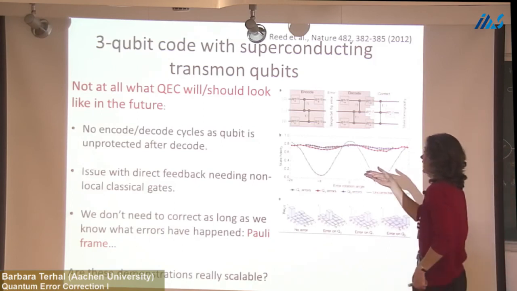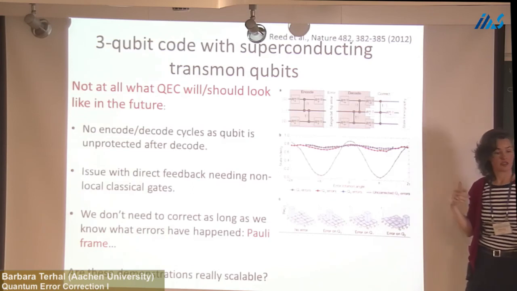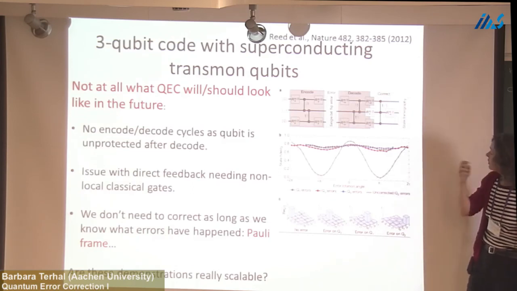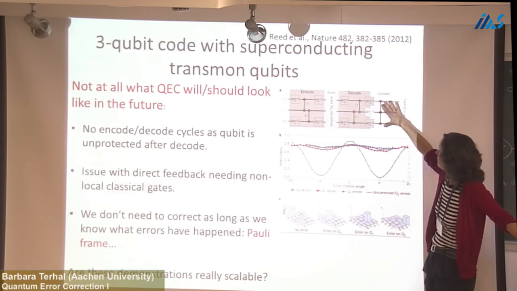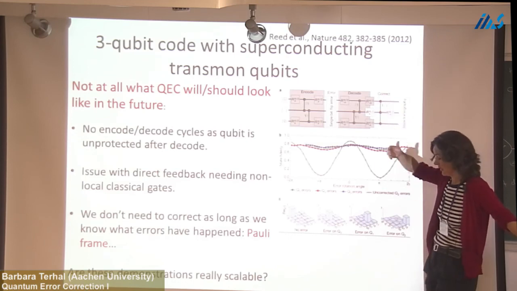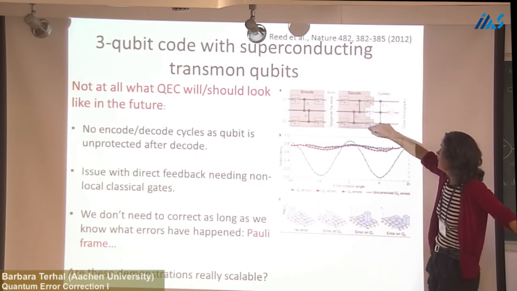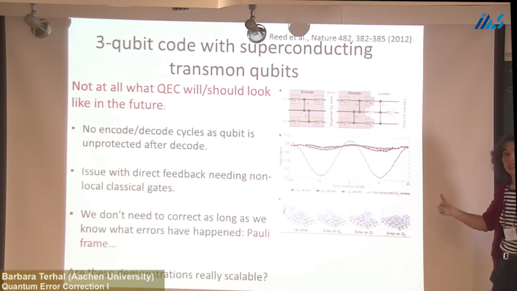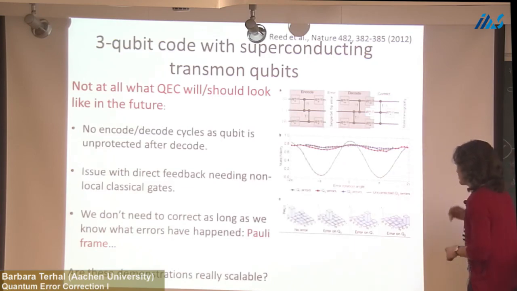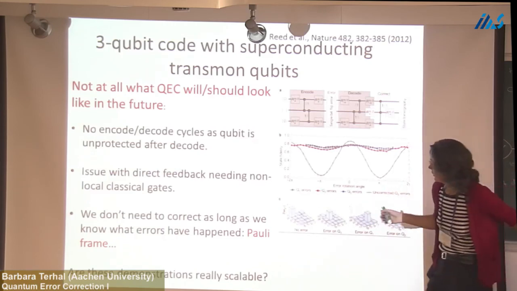Now, the other thing is that here they did the correction as part of the circuit. These ancilla qubits are not some ancilla that you measure and then send to the outside world. No, it's all part of the circuit. But then you need to do some non-local classical gates in order to process the error if you want to do it in place.